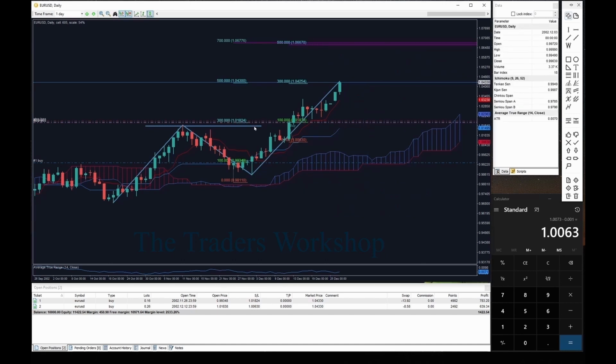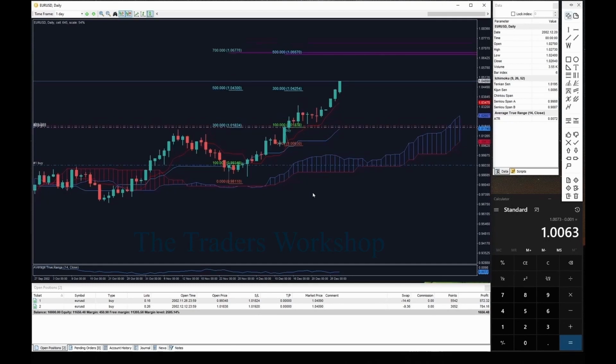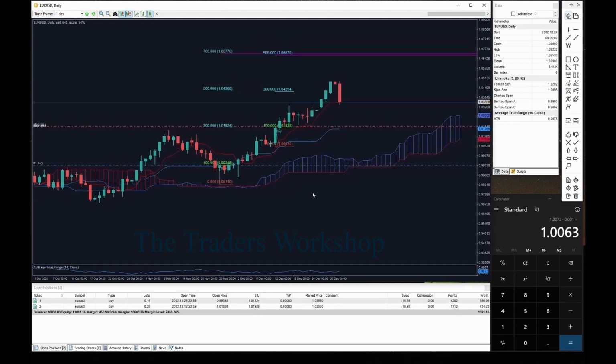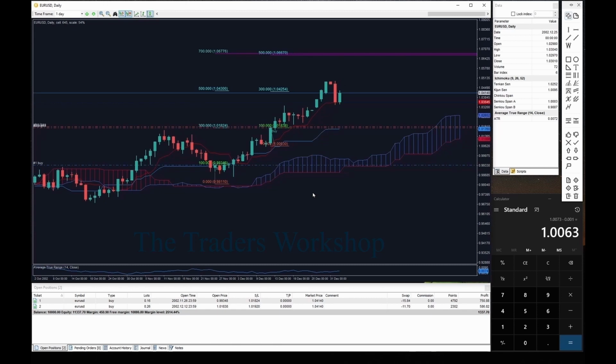In the market, nothing is really high and expensive enough, as well as nothing is really low and cheap enough. Let's proceed. It seems that the market started to pull back and printed an inside bar.